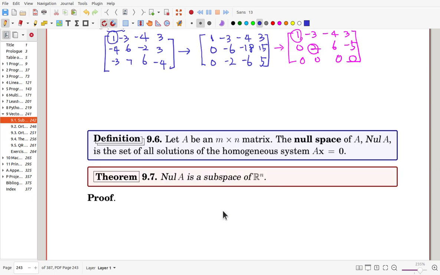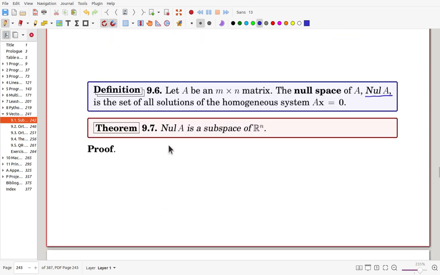A is an m by n matrix. The null space of A, using the notation null A, is the set of all solutions of the homogeneous system. So the collection of x satisfying Ax equals 0 is the null space. The null space is a subspace of Rn.